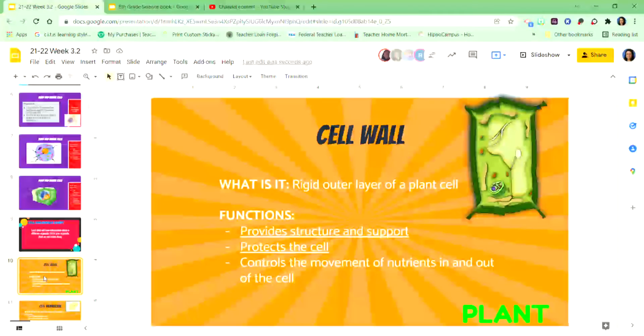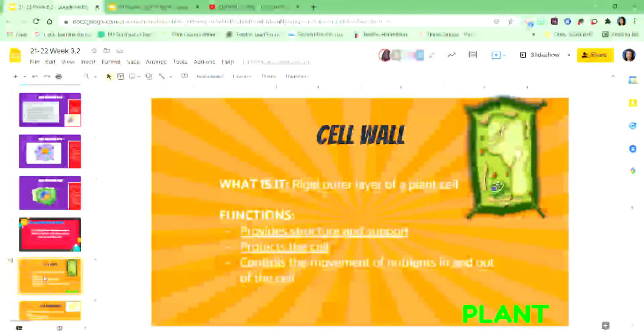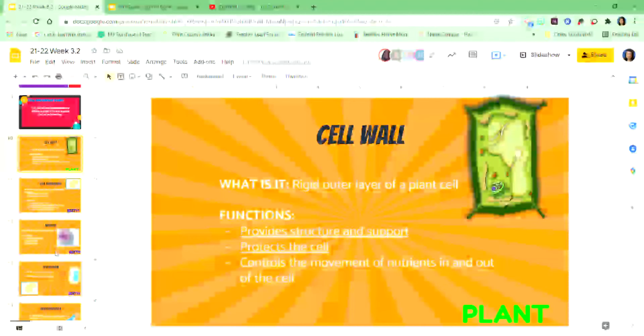All right, so a cell wall, it is the rigid outer layer of a plant cell. The functions are it provides structure and support, and it also protects the cell. The cell wall controls the movement of nutrients in and out of the cell. So remember, plants can't move, so they can't defend themselves, so the cell wall is kind of like a little armor for them. And it's only found in plant cells.